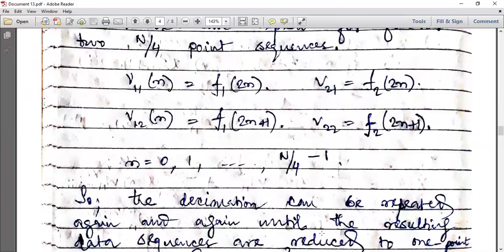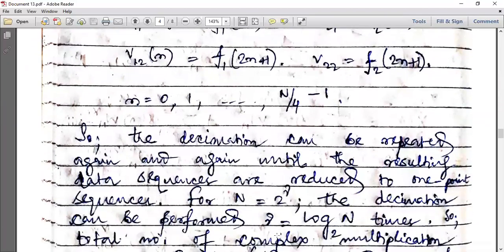Again, the decimation can be repeated again and again until the resulting data sequences are reduced to 1 point sequence. Means we can reduce the data point sequences to 1 point sequence using decimation in time algorithm. Now, you see, for n equal to 2 to the power mu, mu is a Greek alphabet that I've written. The decimation can be performed mu equal to log n to the base 2 times. This much times we can perform decimation. Clear?